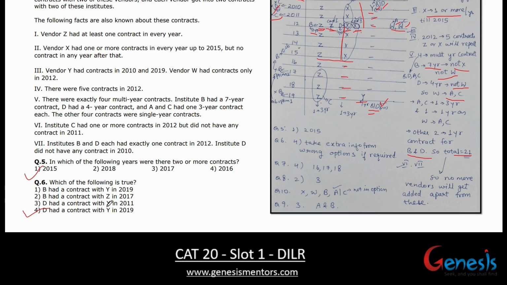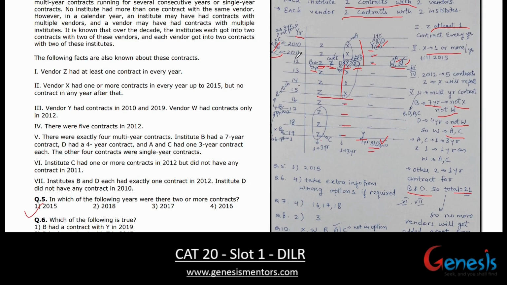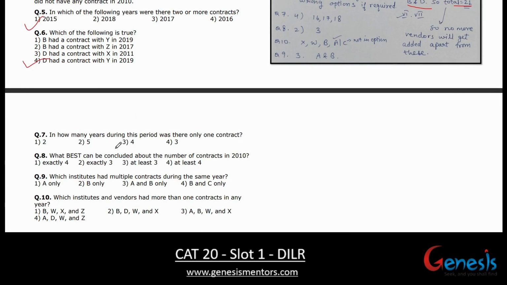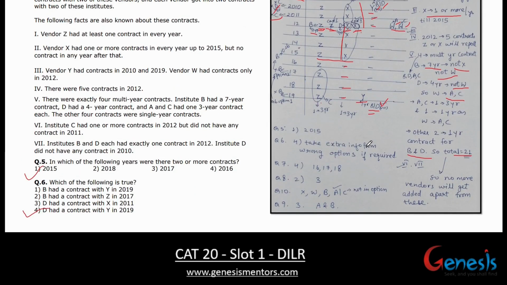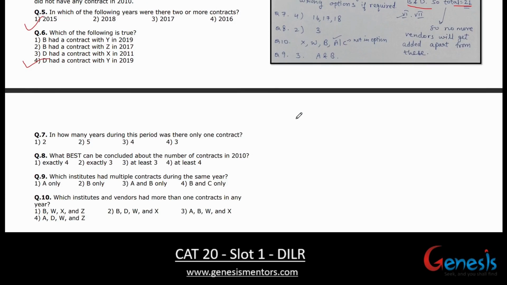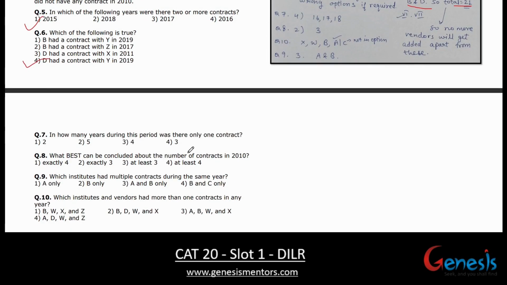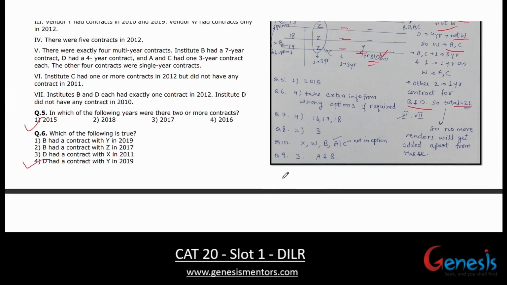Others are false means B had a contract with Y in 2000, yes, this is false. B had a contract with Z in 2017, D had a contract with X in 2011, right? 2000. These all are false. Next, in how many years during this period was there only one contract? Okay, so how many years is there only one contract? It is in 2016, 2017 and 2018, right? So this is for 3 years, so correct answer option is this.